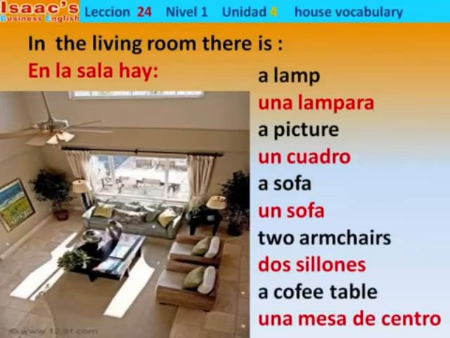In the living room, there is a lamp, a picture, a sofa, 2 armchairs, a coffee table. En la sala hay una lámpara, un cuadro, un sofá, 2 sillones, una mesa de centro.